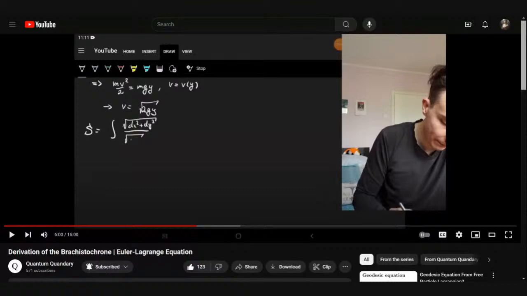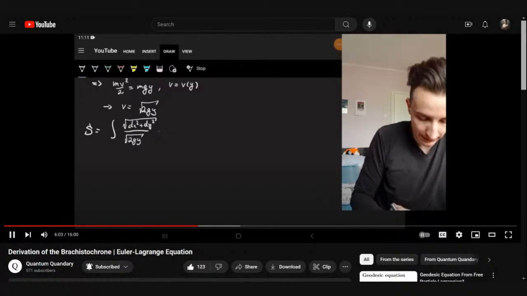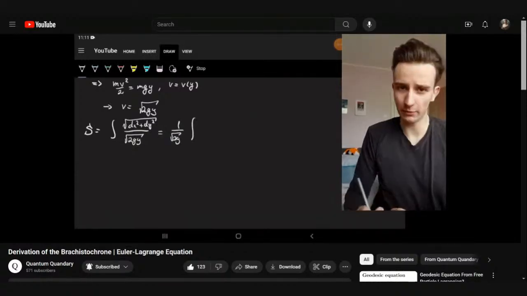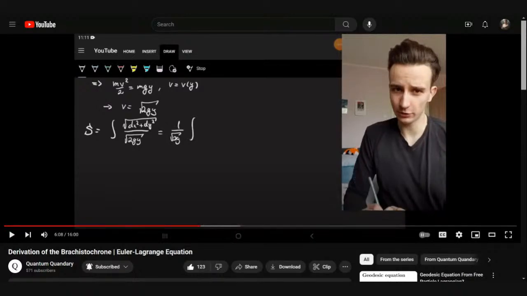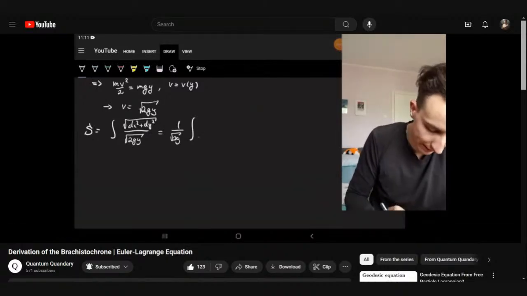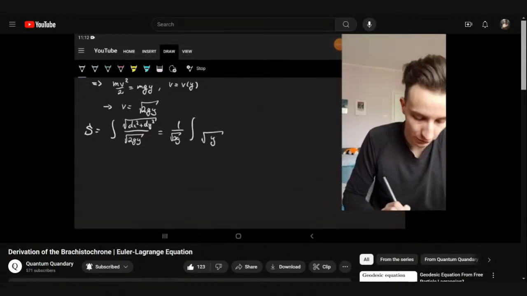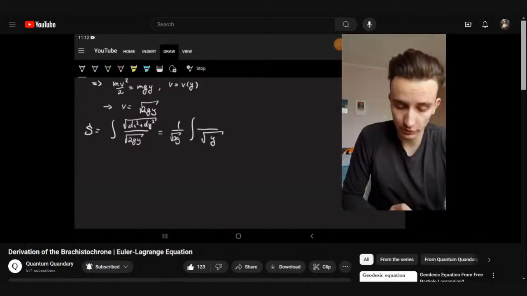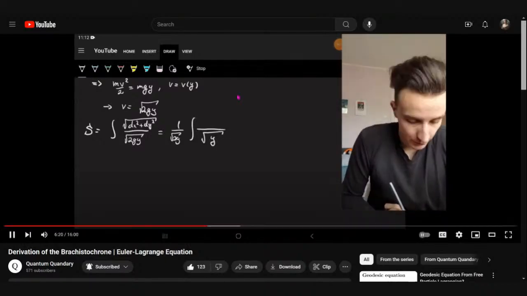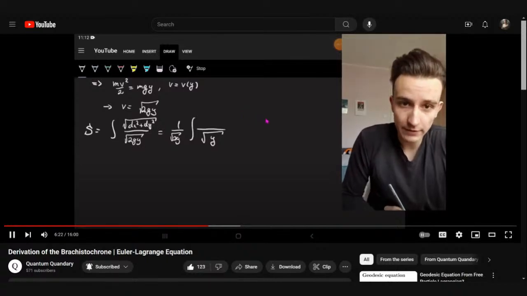Okay, so this is ds, and v is the square root of 2gy. Now you'll notice that I can take 1 over square root of 2g in front. It's just a constant we don't care about when we're minimizing, so I'm not going to keep writing it. Here we have the square root of y, and now we need the differential to integrate over. It is going to be much simpler to treat this as x of y instead.